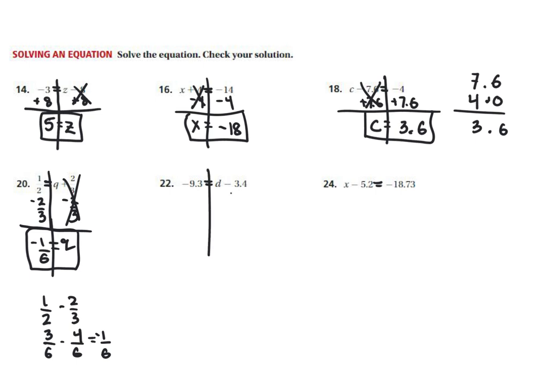Number 22, we'll add 3.4 to both sides. On the left side, 3.4 and negative 3.4 are opposites, so those cancel, leaving you with D. On the right side, you have negative 9.3 and 3.4. We know the negative is bigger, so we know our answer will be negative. Now we need to find the difference between 9.3 and 3.4. 13 minus 4 is 9, and 8 minus 3 is 5. So negative 5.9.